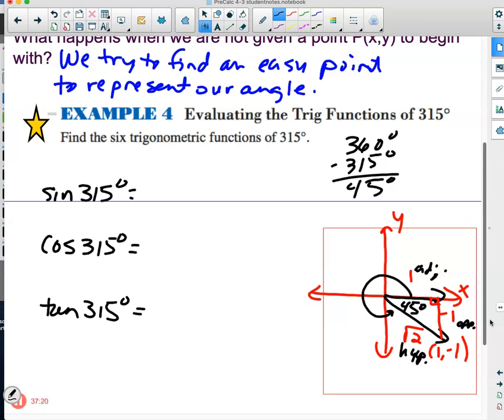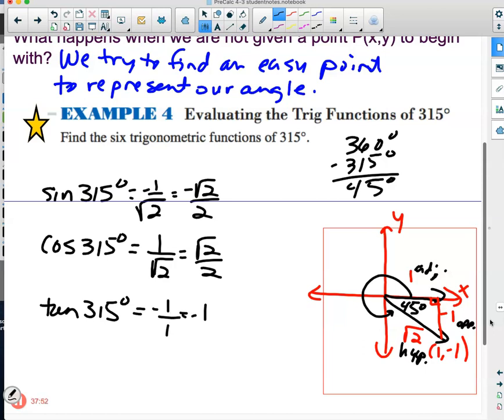Sine is going to be opposite over hypotenuse, so negative 1 over the square root of 2. And we'd go ahead and rationalize the denominator and get negative square root of 2 over 2. Cosine, adjacent over hypotenuse, 1 over the square root of 2. Again, we'd rationalize the denominator and get the square root of 2 over 2. Tangent, opposite over adjacent, negative 1 over 1, which is, of course, negative 1.